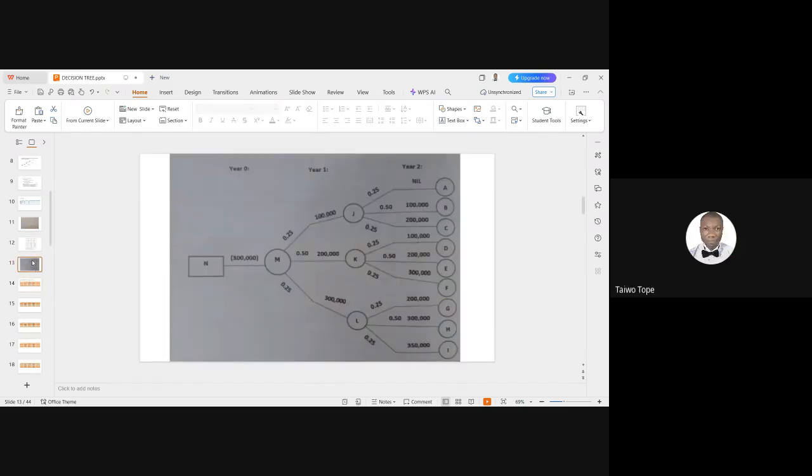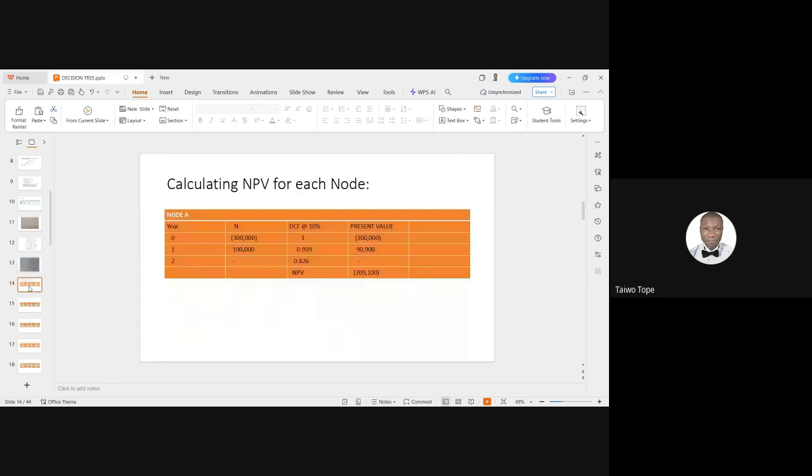So, class, if you should solve for your NPV for node A, what will be your result? I want to know those that have solved it. Negative 100. Fine, negative. You see now, I'm very happy tonight. So I can go on and on.